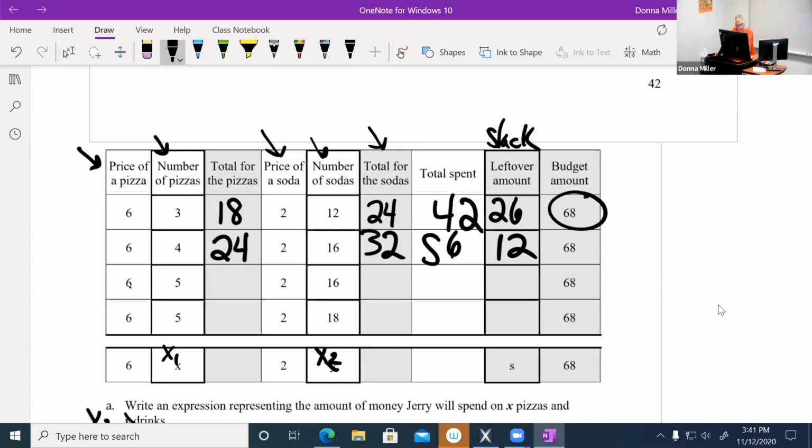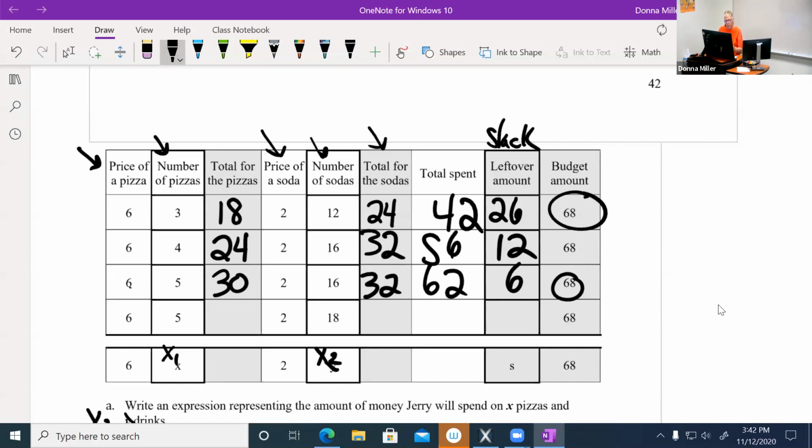If I buy 5 pizzas, 5 times 6 is 30. 16 times 2 is 32. So that's how much I spent for soda. So 30 plus 32 is 62 bucks. I had a budget of 68. So 68 minus 62, I have $6 left over, okay? All right, so you see that varies depending on how much I spent.